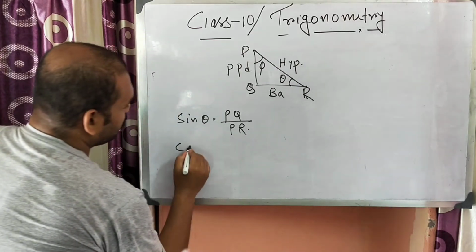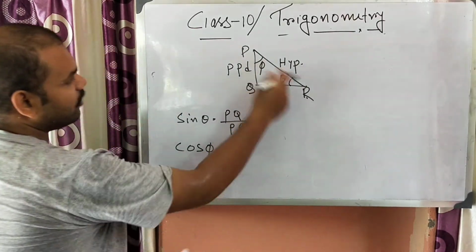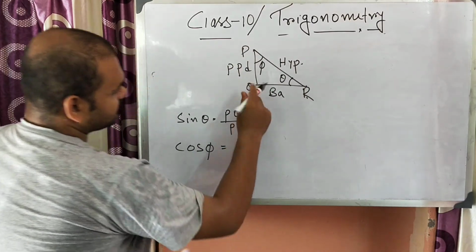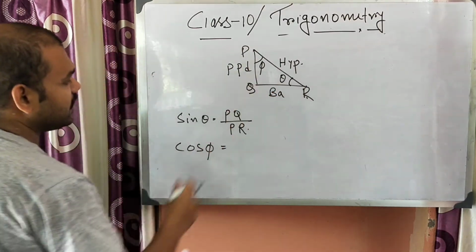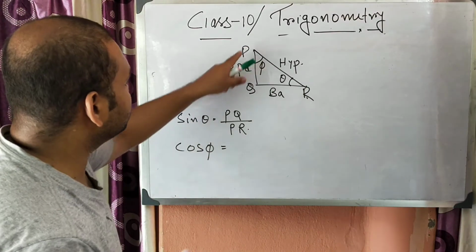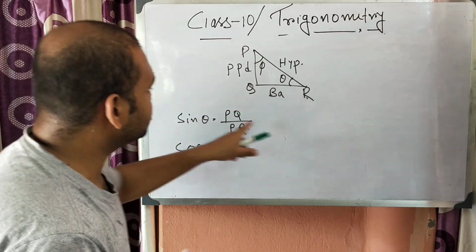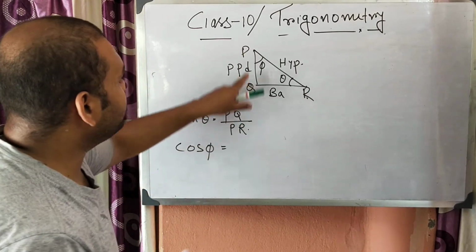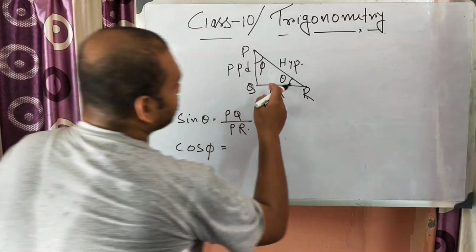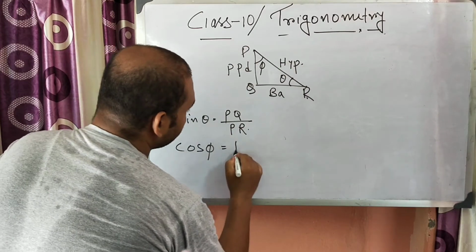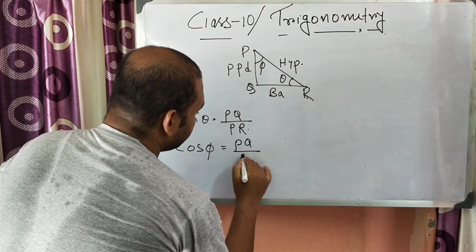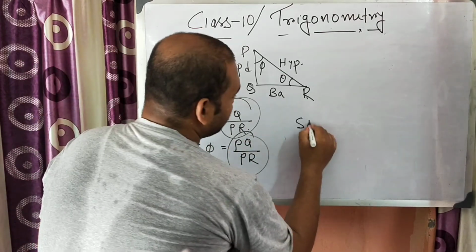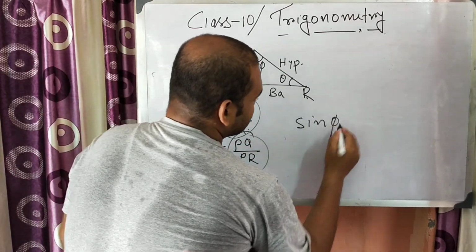And look, what is the value of cos phi? Sin theta is equal to perpendicular by hypotenuse, and with respect to the phi angle, cos phi will be base by hypotenuse. So what is the base? In this case the base is PQ, so PQ by PR. Both the quantities are the same.